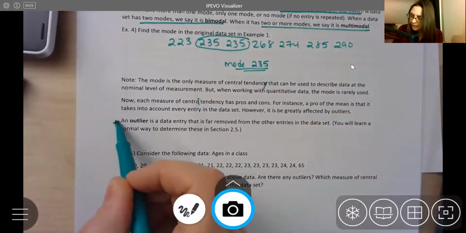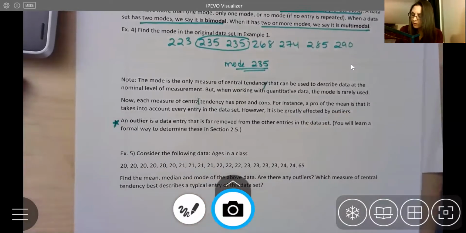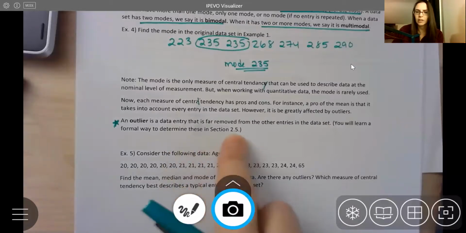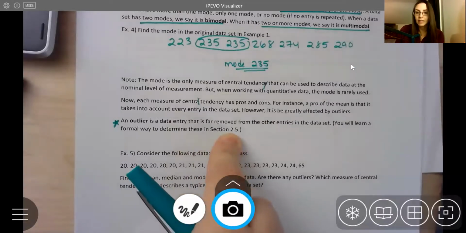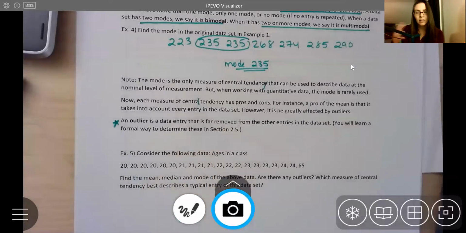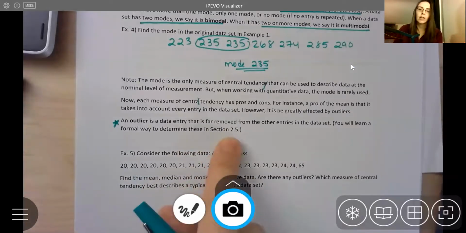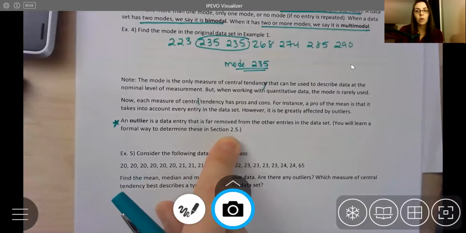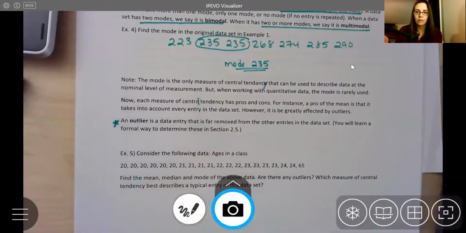So an outlier is a data entry that is far removed from other entries in the data. Again, it seems unusual and not normal compared to the other data. So not normal in the sense of the English word normal, but normal compared to our data. Like it's very outside what the rest of our data is. And we'll learn more about how to specifically figure out if values are in fact outliers in section 2.5. So for right now, we're just looking at it and asking, does it seem unusual? But there actually are formal techniques that we can use to say for sure if it's unusual enough, right? If it's outside of the normal realm.